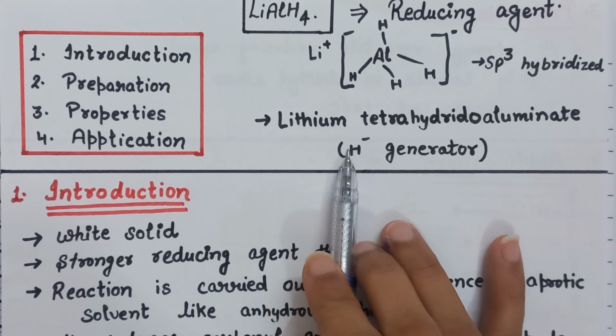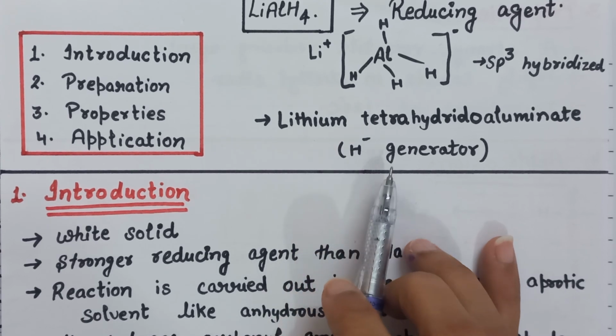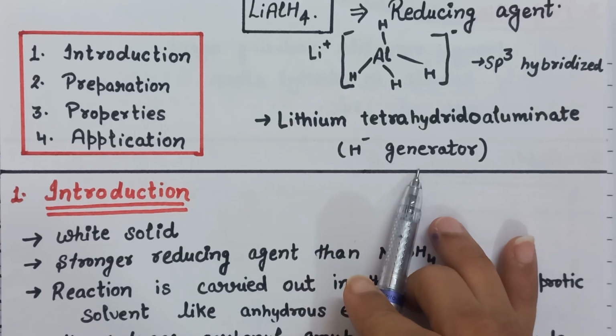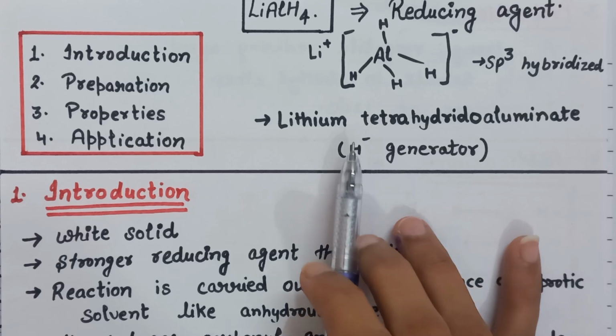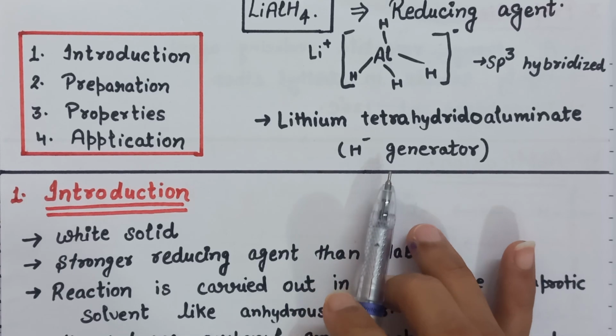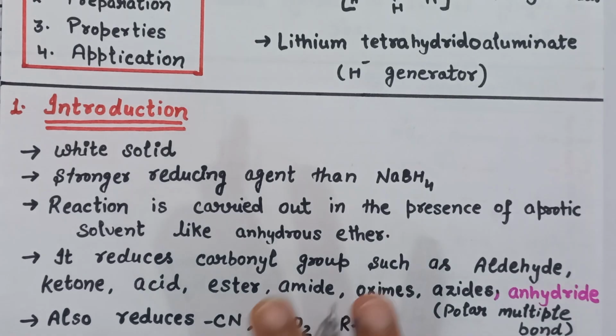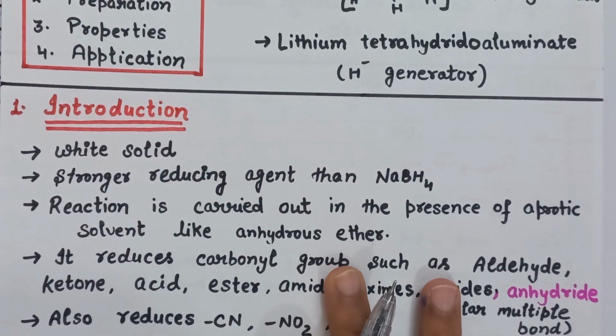And this molecule acts as a reducing agent. Why does it act as a reducing agent? Because it is a hydride generator. We know that for any molecule to act as a reducing agent, it should give the H minus ion. So firstly, we will discuss the general introduction of lithium aluminum hydride.